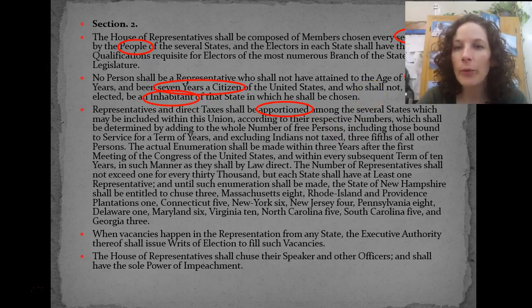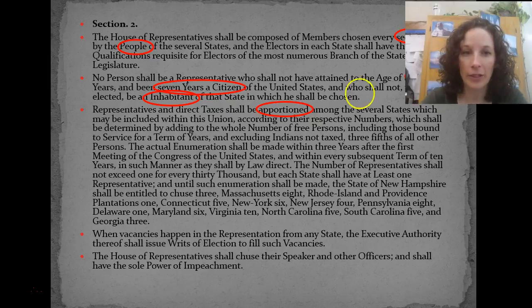Okay, so how do we know the population of a state? Because the framers knew if we're going to do representation based on population, we're going to have to know state populations and the country's population. So we do that through the census, and that is something that the framers had laid out here.